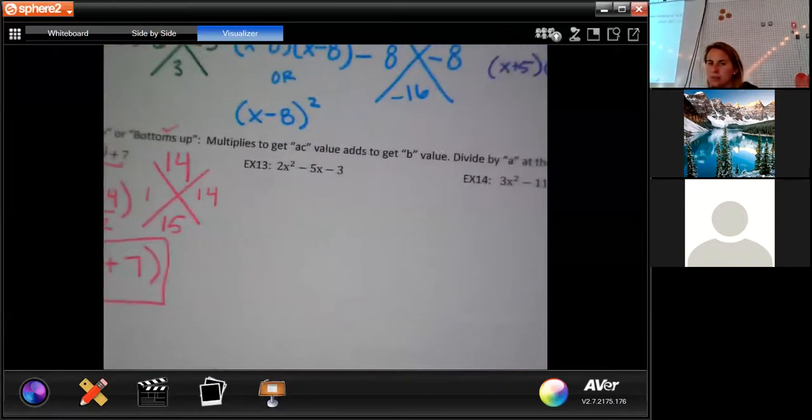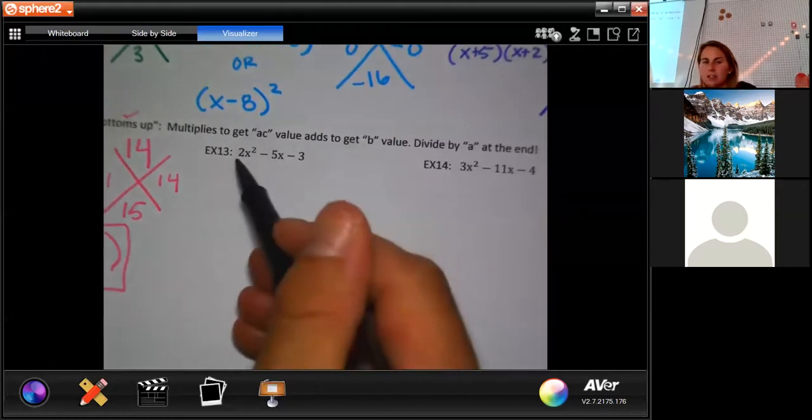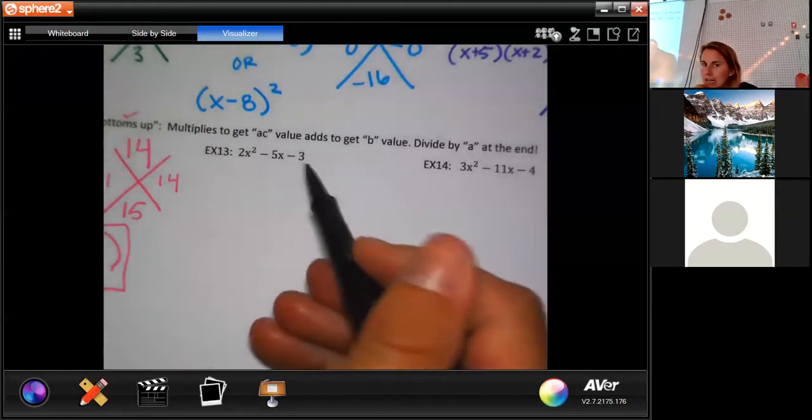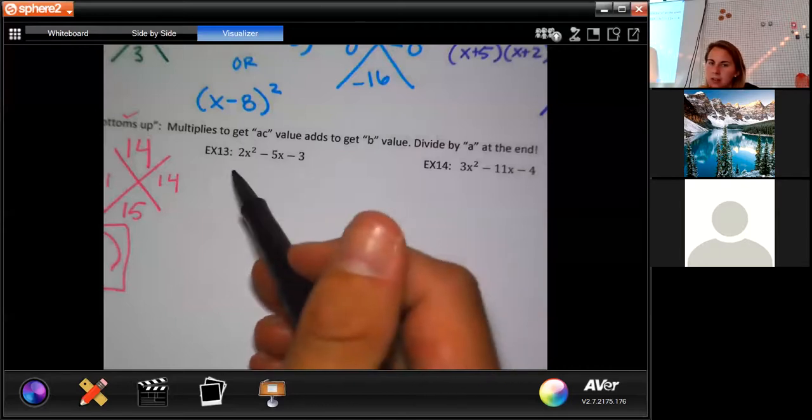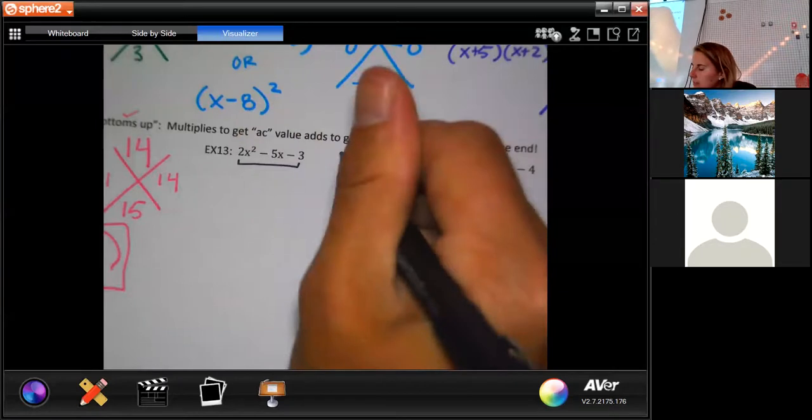All right, so I'm gonna do this one here. All right, so I'm noticing there's a number in front. I also know it's not a GCF because you can't divide a 2 out. So I'm going to slide 2 times 3.